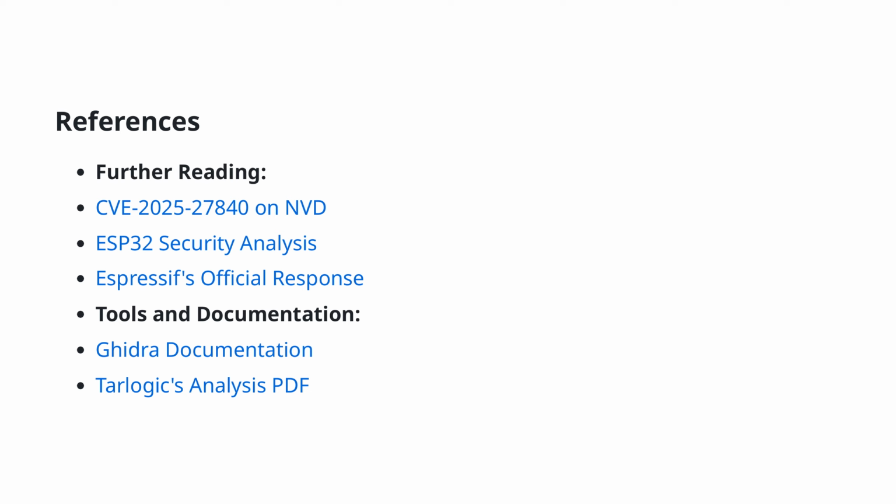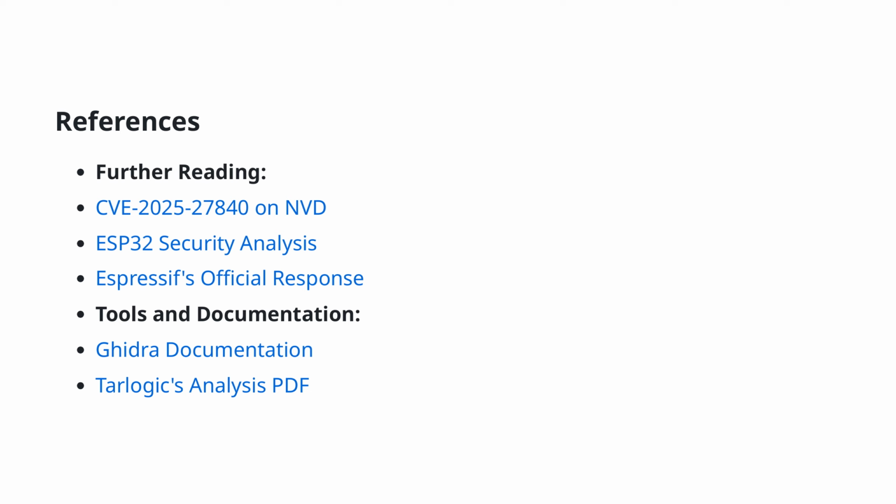In this slide, we provide a list of references that can be essential for anyone looking to deepen their understanding of the security aspects discussed earlier. For further reading, you can explore the CVE-2025-27840 entry on the NVD, which details a specific vulnerability entry related to our discussion. The ESP32 Security Analysis Report offers comprehensive insights into potential weaknesses and areas for improvement. You'll also find Espressif's official response, which can provide the manufacturer's perspective and their suggested measures for security enhancement.